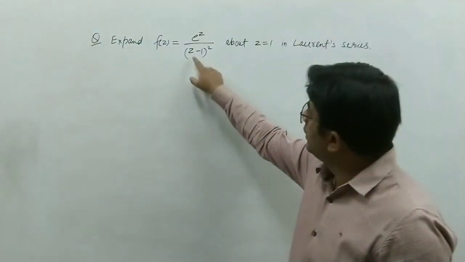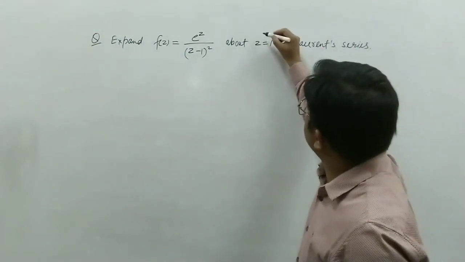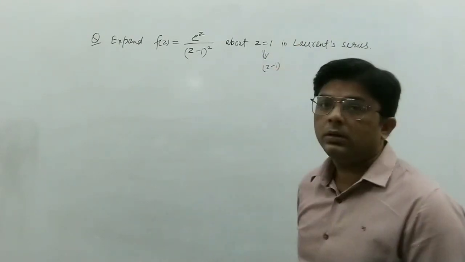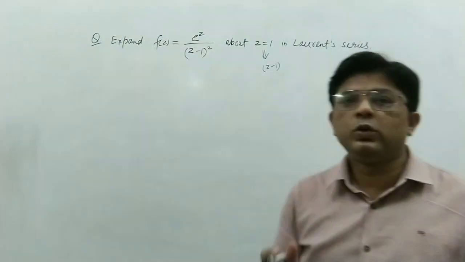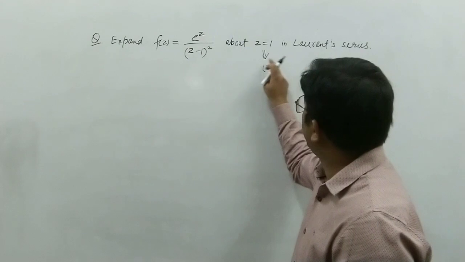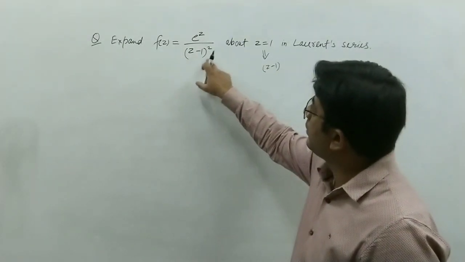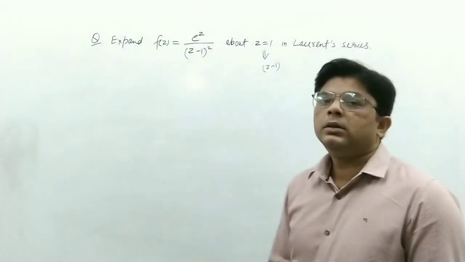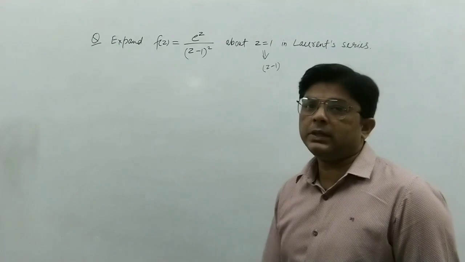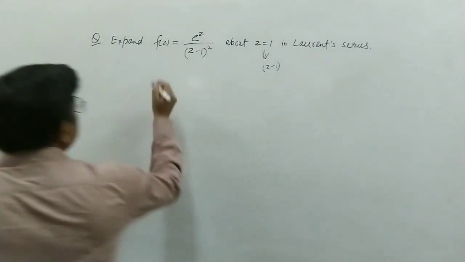So here we see that about z equal to 1 means we have to expand this function in the powers of z minus 1. So we can see that here we have z minus 1 square. So this is already the power of z minus 1. But in the numerator we have e raised to power z. Okay, so we have to change this. So how can we change this?